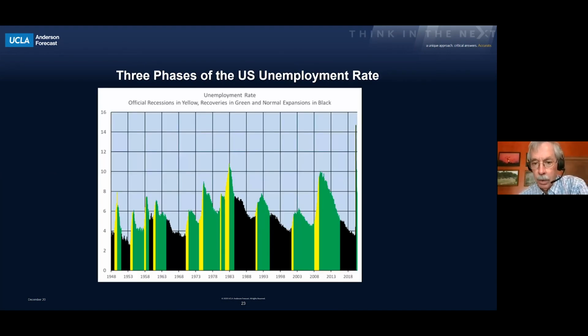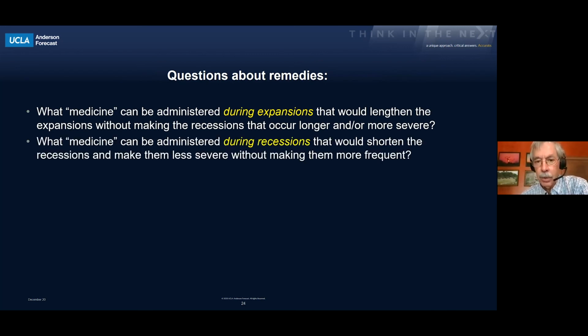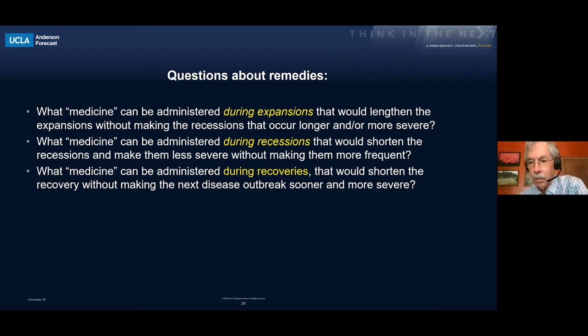So here's an image that is my suggestion of the identification of the three categories. The black is the normal healthy economy. The yellow is when the unemployment rate jumps up during the recessions. And the green is a recovery period where you're driving down that unemployment rate to a normal level. So this health metaphor makes us think that we should be thinking about medicine during the expansions, medicine during the recessions, and medicine during the recoveries that should all be different and anticipate what's going to happen next, rather than one size fits all fiscal policy.